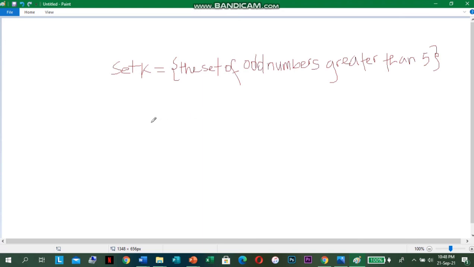So, for example, odd numbers can be 1, 3, 5, 7, 9, and the list goes on. If they are not even, they are odd numbers, and they are divisible by 2, leaving a remainder of 1. That is the definition of odd numbers. They are not even, they are odd.